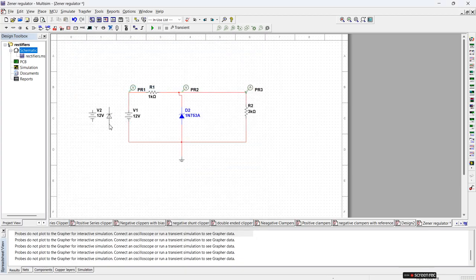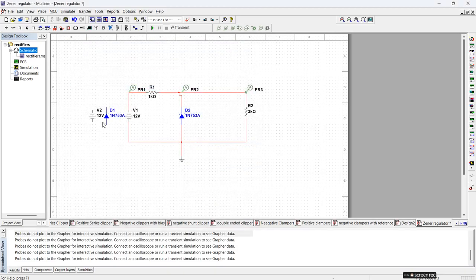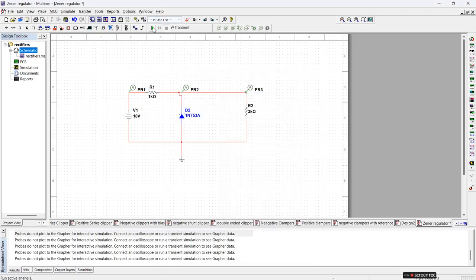Okay, selected. I already constructed the circuit, so I am just showing the regulated voltage. The input voltage I am choosing is 12 volt. Always select a voltage above the Zener voltage. You can change it to 10 volt also. So just run this.